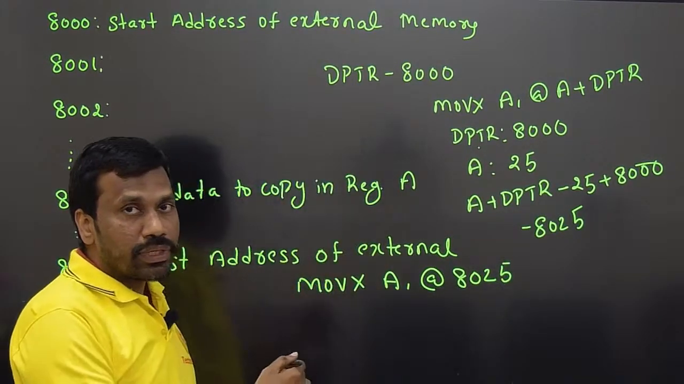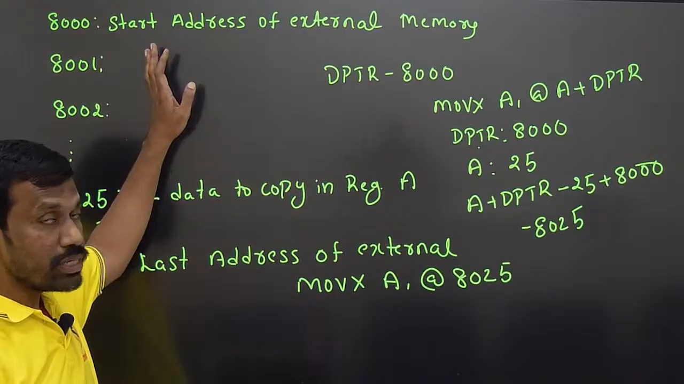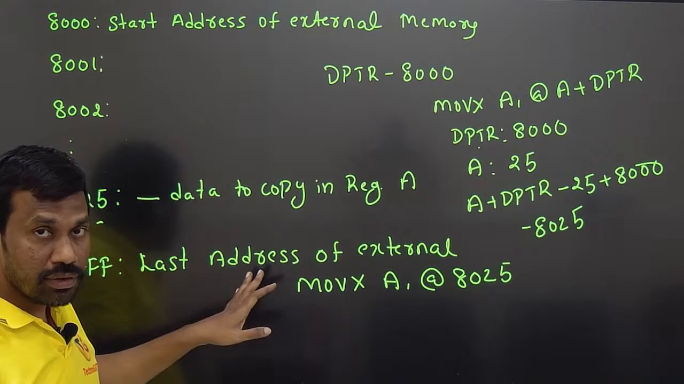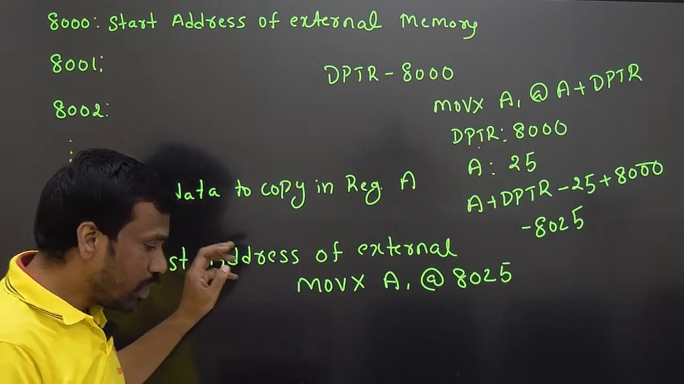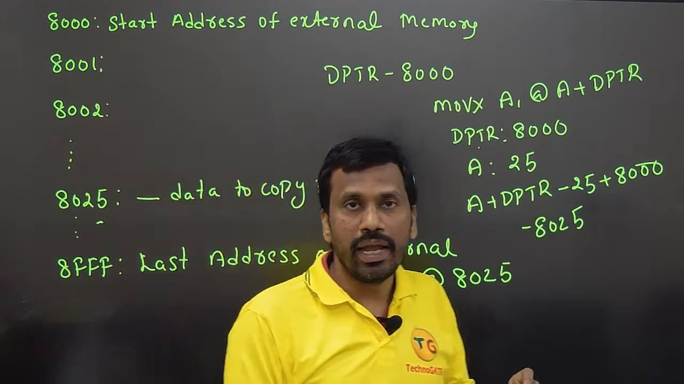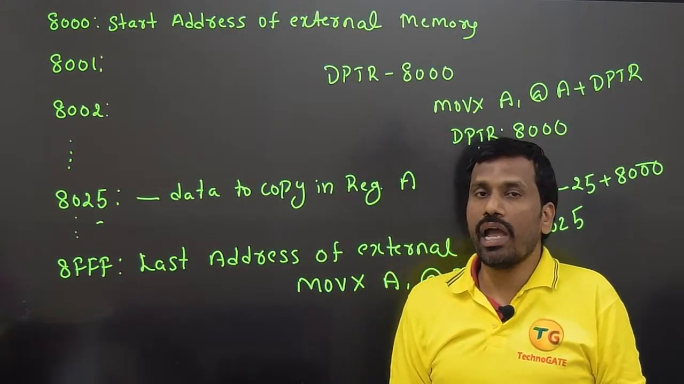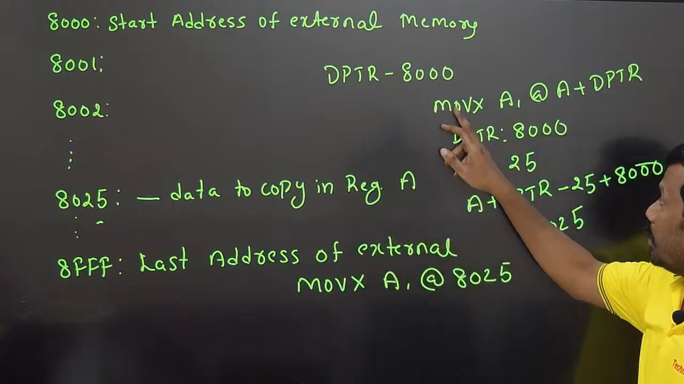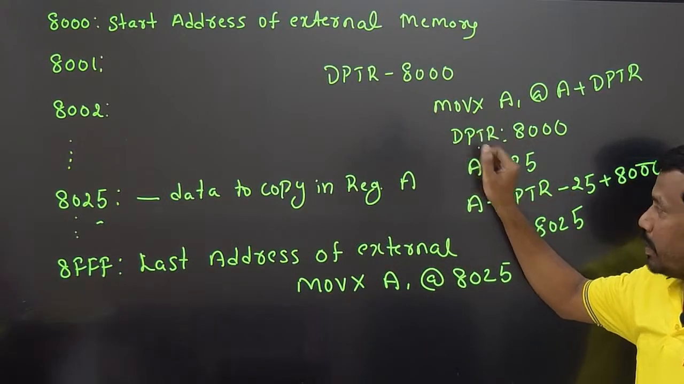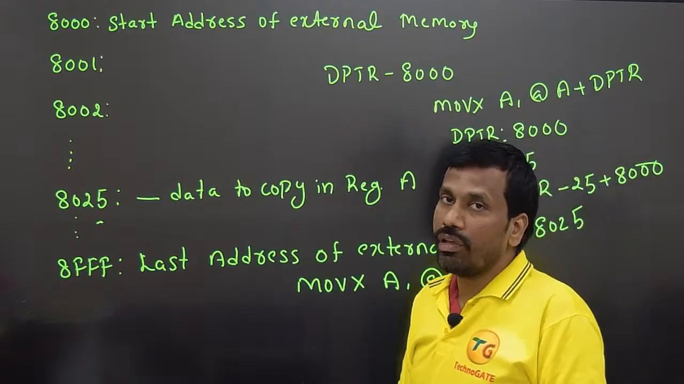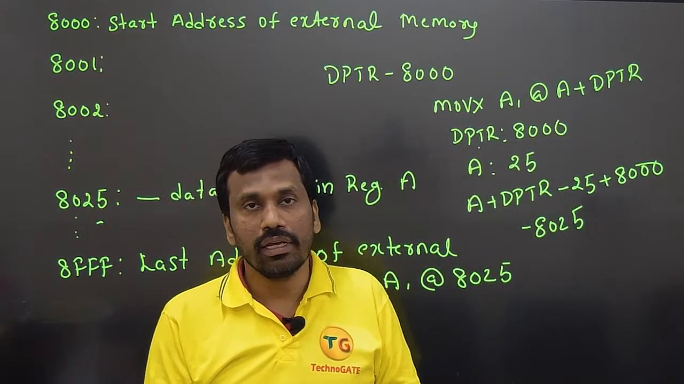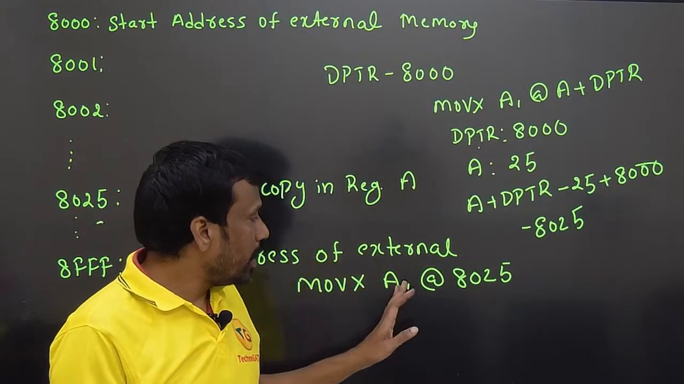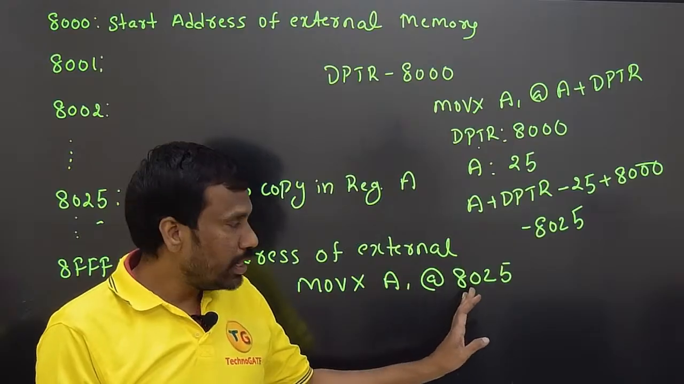Okay. See the steps carefully from starting onwards. 8000 is starting address, 8001 is the next address, 8FFF is the last address. Okay. Now what I want to do? I want to come to the 8025. In the 8025 some data is there. That data I want to copy in register A. Okay. So now what is DPTR? DPTR 8000 and A is what? 25. So 25 plus 8000, 8025. Now we came to that 8025. Okay. MOVX A, @8025.